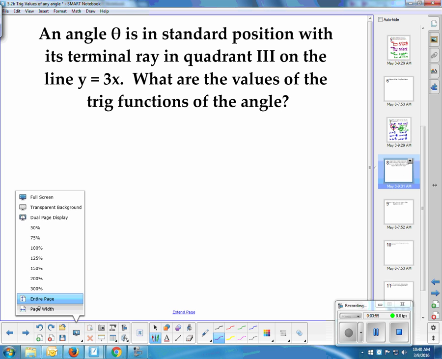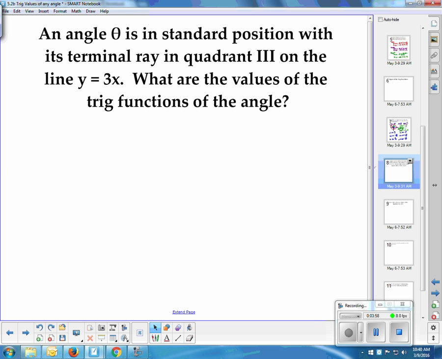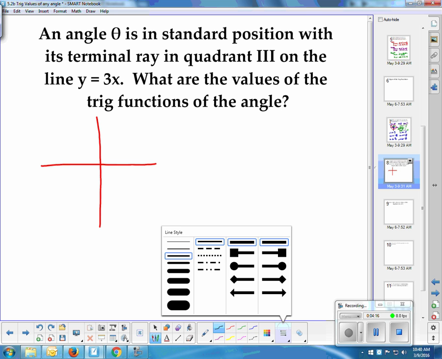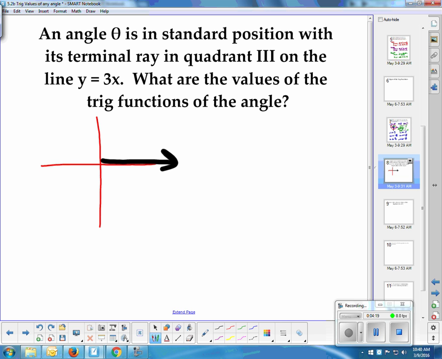Second example follows similarly with slightly different information given. An angle theta is in standard position, terminal ray in quadrant 3, on the line y equals 3x. Find the values of the trig functions. Well, to do this, I need a point. So this might be a good place to start with a picture. I'll draw my coordinate plane, an initial ray and a terminal ray in the third quadrant. I don't know what angle it is. Like the last problem, I don't really need to know.